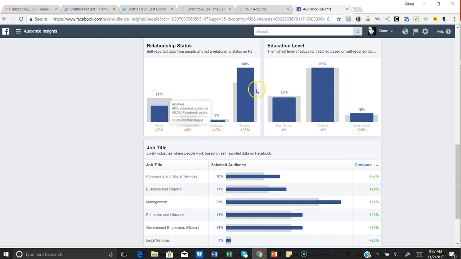Are they in a relationship? Are they engaged? We know that 68% of these people are married. That's incredible. Okay, we know that, so write that down. 68% are married. So we know we're targeting a married person.